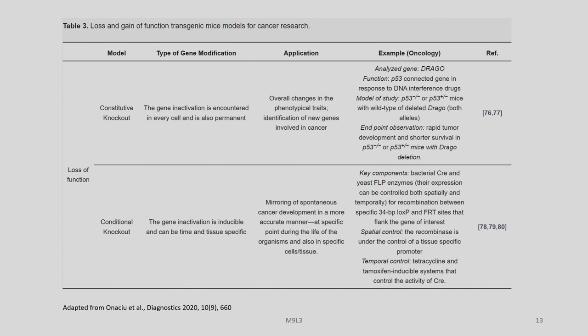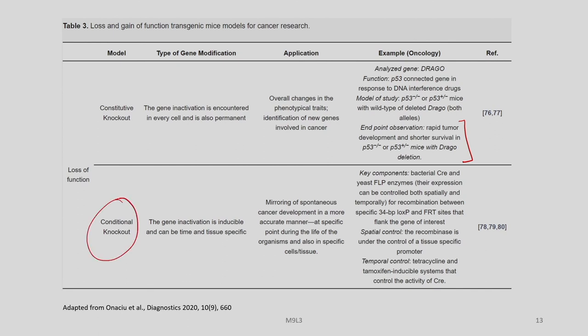And we have many examples, like the analyzed gene Drago, a P53-connected gene in response to DNA damaging drugs, and the model of the study, P53 minus by minus or P53 plus by minus mice with wild type or deleted Drago in both alleles. The endpoint observation in this case was rapid tumor development and shorter survival in P53 minus by minus or P53 plus minus mice with Drago deletion.